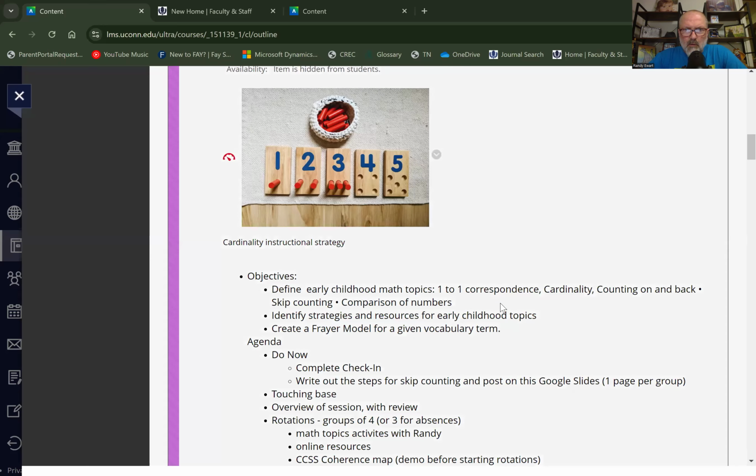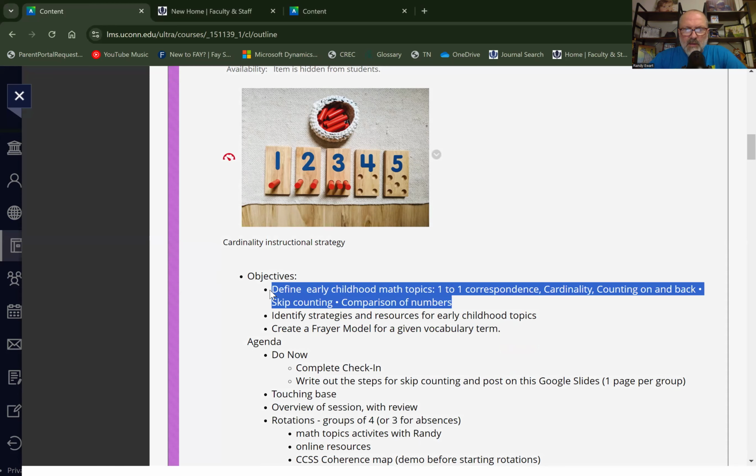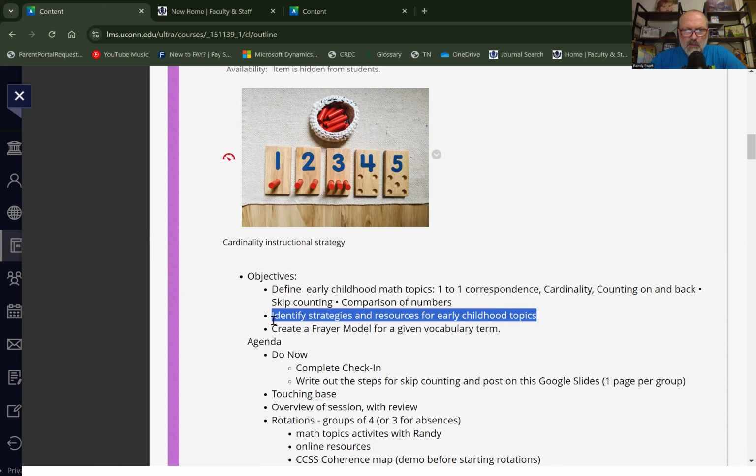So you look in our folder for the week, you'll see the objectives. We are not going to do the Frayer model. I want to do this in person, so we'll do this next class. First, we're looking at defining some terms. And then next, we're going to look at some strategies and resources. I have some hands-on strategies and activities that I'll show you next week.